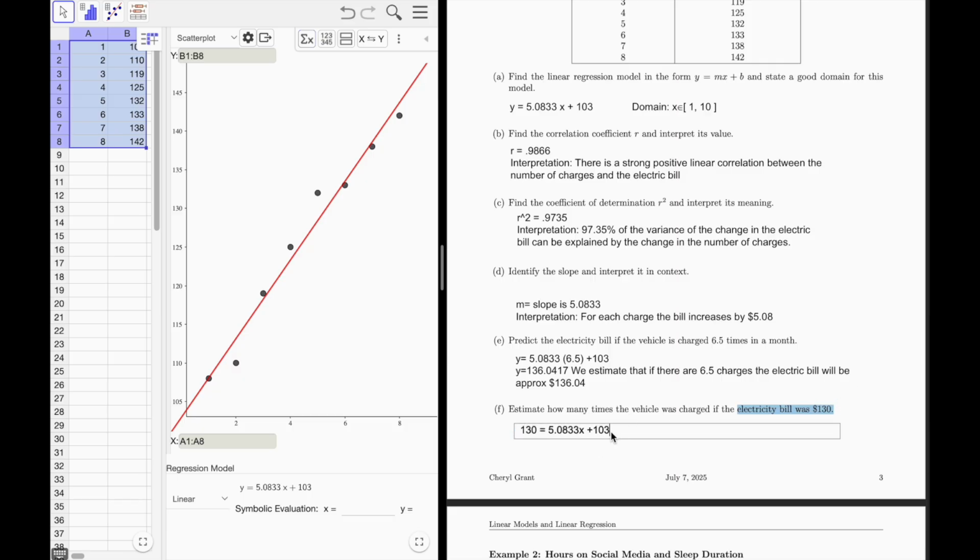Okay, so in order to solve this for x, we first need to subtract 103 from both sides. So when we do that, the 103 is going to disappear on this side. On this side, I'm going to take 130 minus 103. That's going to leave me on this side with 27. And then on the other side, that's going to leave me with 5.0833x. Now, to take the last step to solve for x, I have to divide both sides by 5.0833.